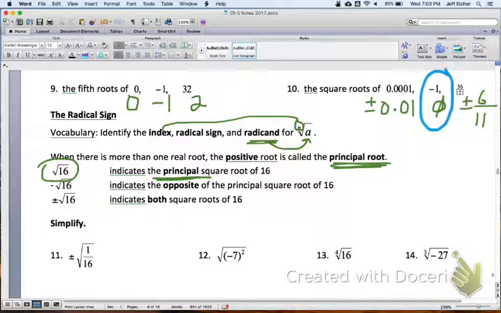root of 16, which is positive 4. You'd have to have the negative out in front if you want to refer to the negative, and then you could also have the plus or minus if you want to refer to both. So let's simplify a few of these on 11 through 14.